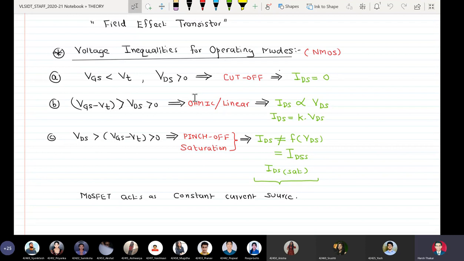In this region, IDS is no longer a function of VDS, which was the case in case number 2, and it is constant. So in the pinch off region, the drain current IDS becomes constant, is no longer a function of VDS. That is why we said that in the pinch off region, MOSFET acts as a constant current source. It acts as a constant current source.